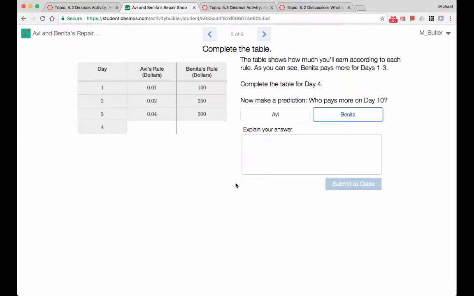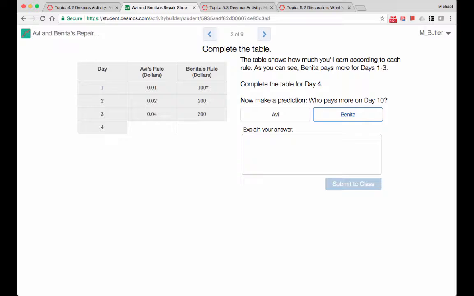Okay, so the table shows how much you earn according to each rule. As you see, Benita pays much more in days 1 through 3. Complete the table for day 4. So what they want us to do is see if we see the pattern here. The thing to remember from our previous work on exact linear functions is that the average rate of change from one step to the next, if it is an exact linear function, would always increase by a fixed amount. In other words, the slope or the rate of change remains constant.